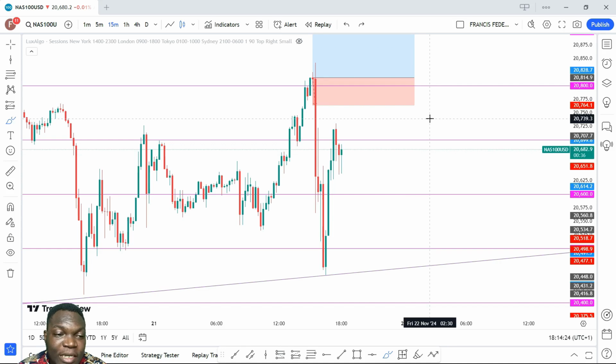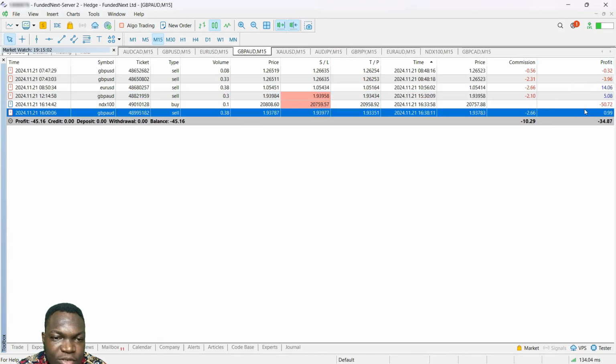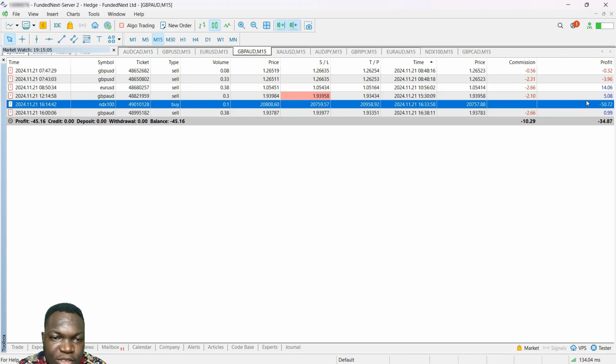So I'll just load up my MT5 so that we can see what my profit and loss looks like. So this is my history for today. I made a total of minus $45. So you can see all the trades that I hit break even. This was the NAS 100 that I hit full stop loss. You can see all the trades, how they closed. But see the commission. Man, the commission is crazy. Minus 10, minus 34.87 costs, minus 45.16. So I lost $45 today. So we'll go again tomorrow. We just keep doing the same thing and repeating it.